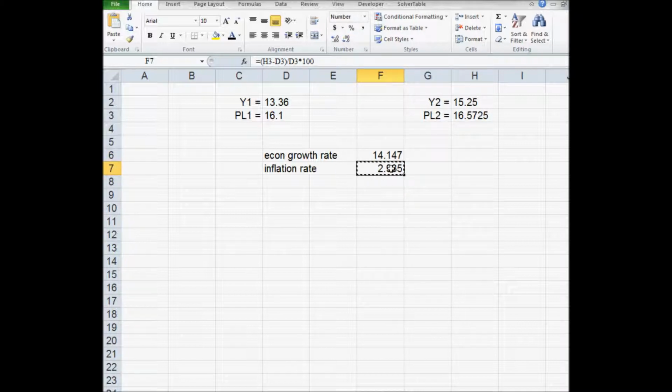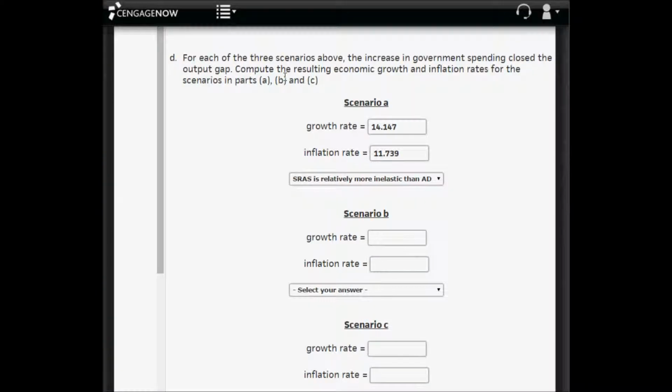We'll copy this inflation rate from scenario B into Part D of the Cengage Now problem. The economic growth rate hasn't changed. Like in scenario A, it is 14.147%.